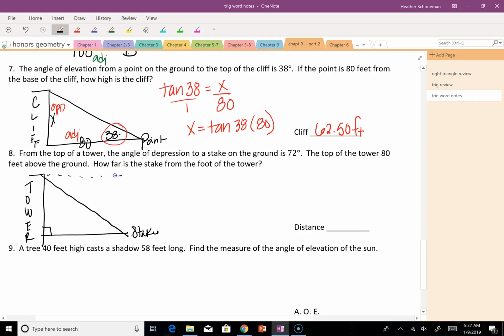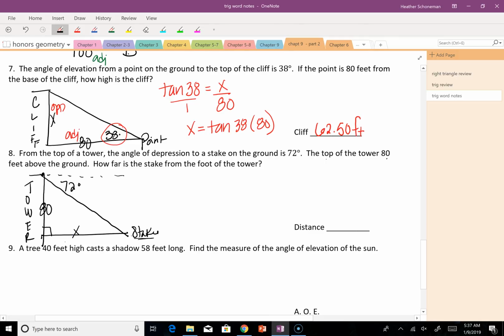We know from the front side, angle of depression is right here. The top of the tower is 80 feet above ground. So here's the top of the tower, here's the ground. This has got to be 80. How far is the stake to the foot of the tower over here? So this is our x.